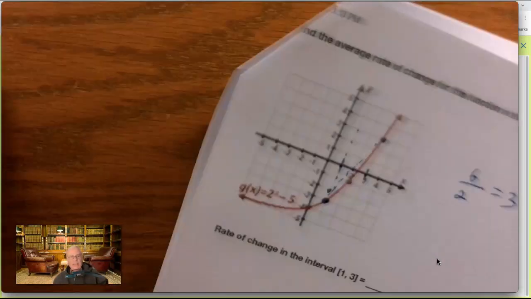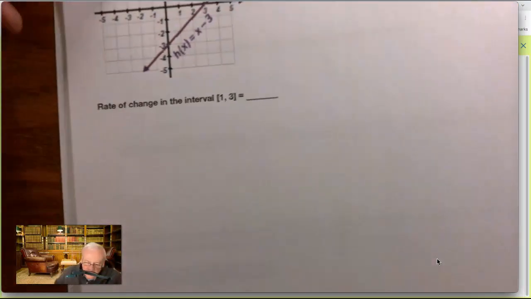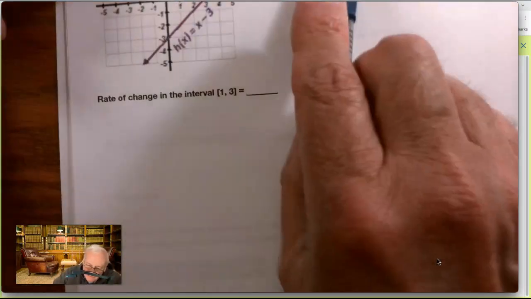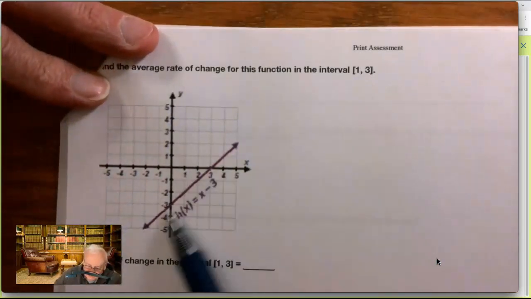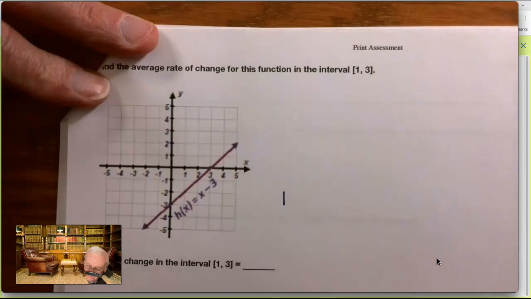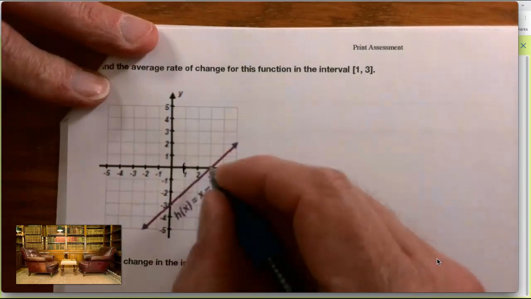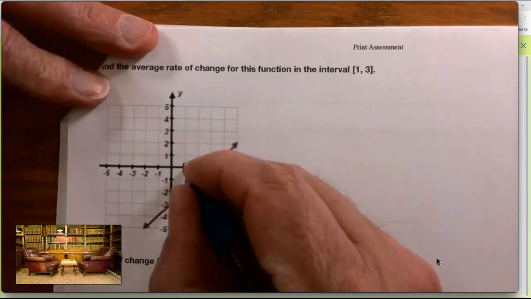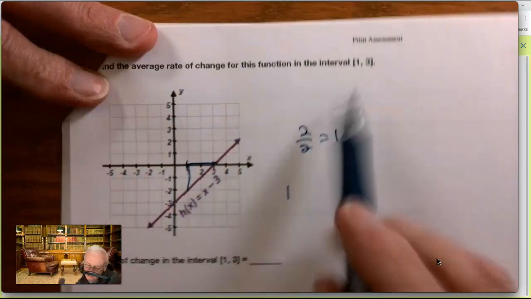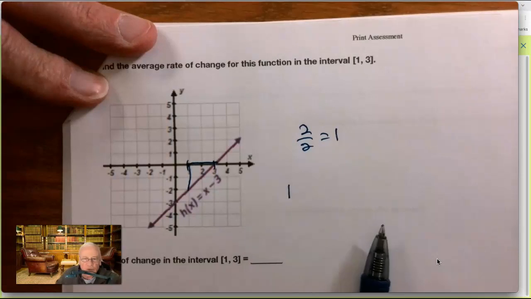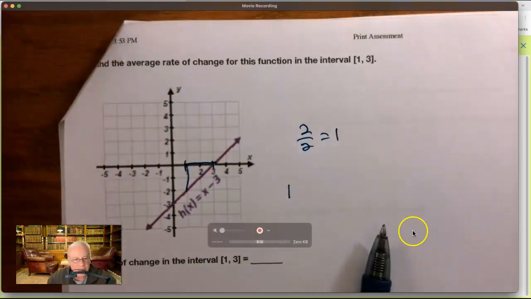All right, number 10. I'm right at the end here, guys. I've got to quit. Guys, the average rate of change for any interval in this, that's a straight line. It's always 1. All right, but if you want to go 1 to 3, up 2 over 2, right, that's a slope of 1. So any interval, constant slope, okay?